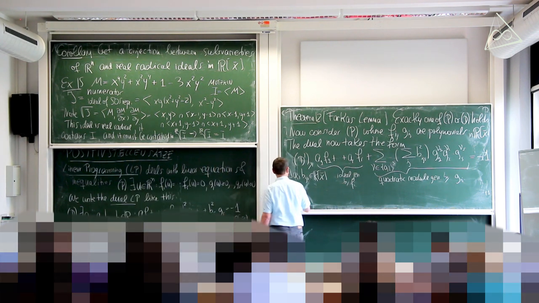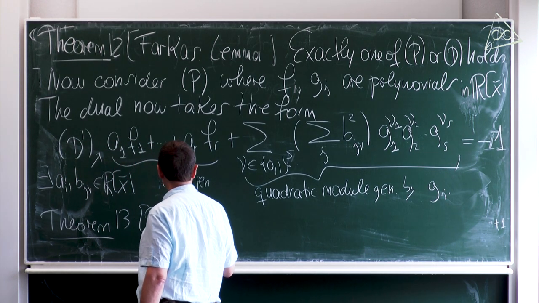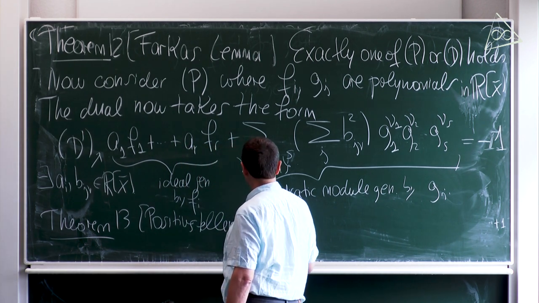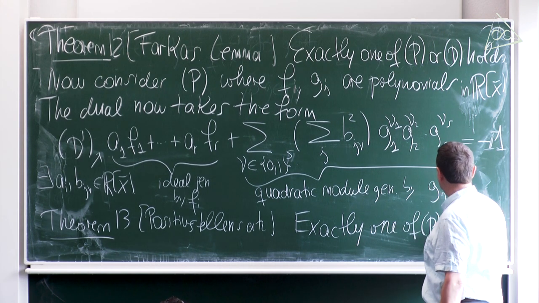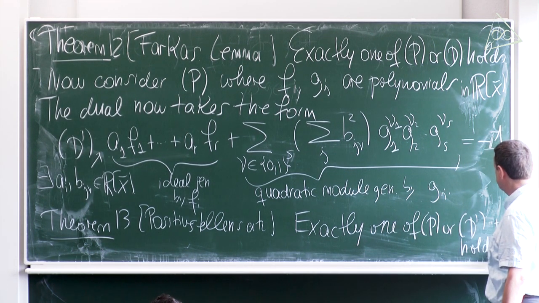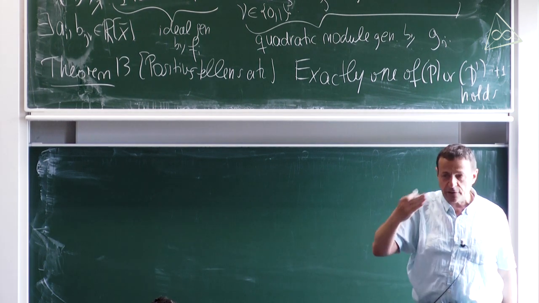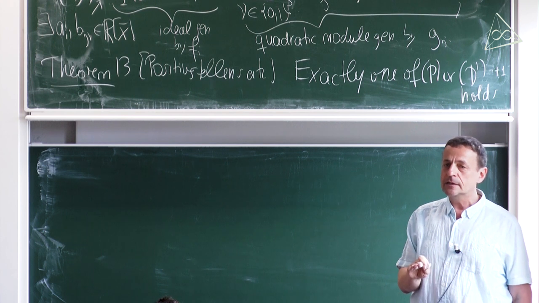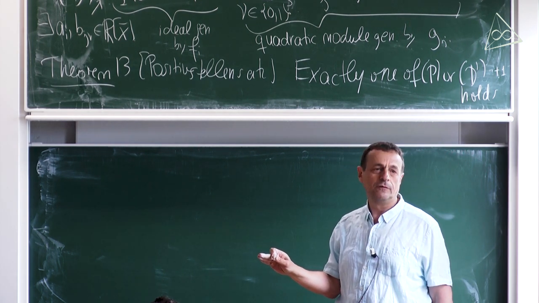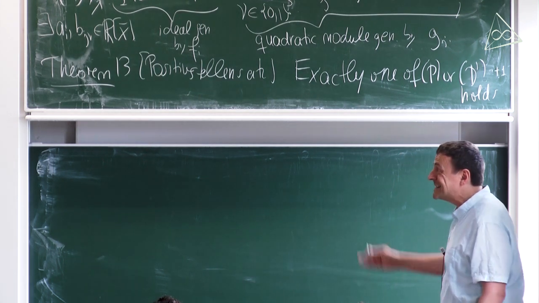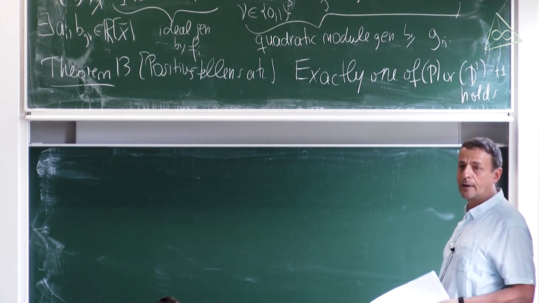The theorem is that this does the trick. So theorem, and this would be theorem 13. This is one version of the Positivstellensatz. Same formulation as in linear programming: exactly one of P or D prime holds, okay? Either the primal problem, the system of equations and inequalities, has a solution, or there exists a certificate. A certificate says that minus one is in the sum of something in the ideal of the equations plus something in the quadratic module of the inequalities. Okay? That's the Positivstellensatz. And it's a direct generalization of linear programming duality. So if you unravel this in the linear case, you recover linear programming duality.